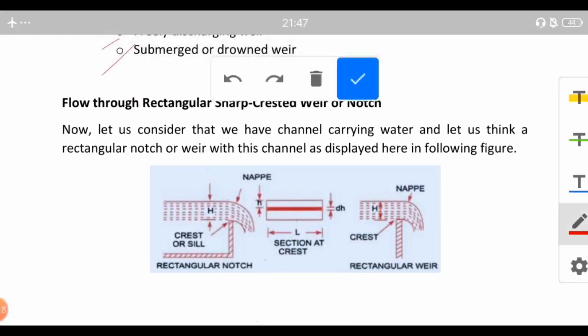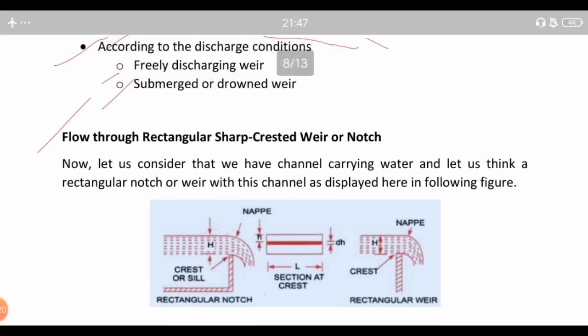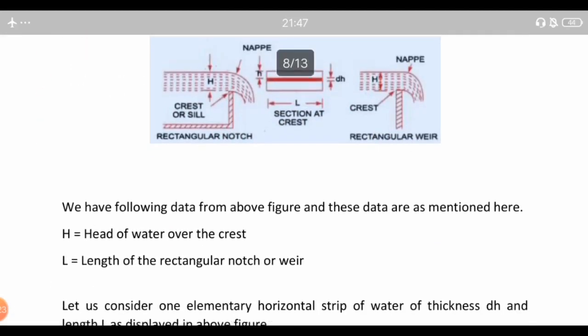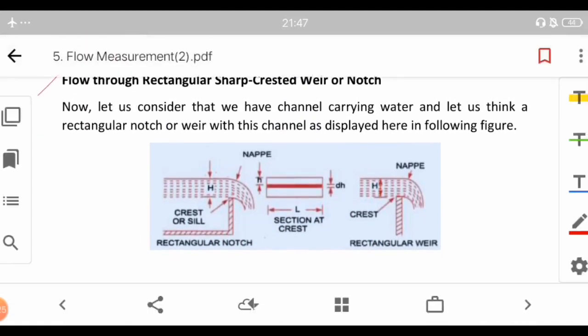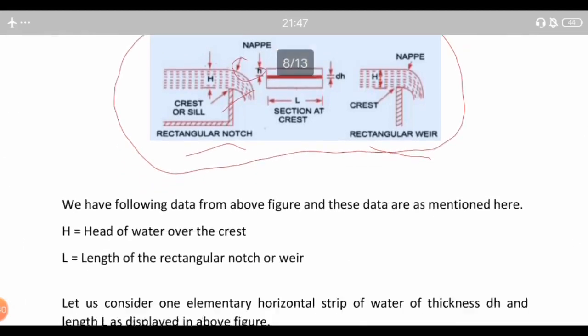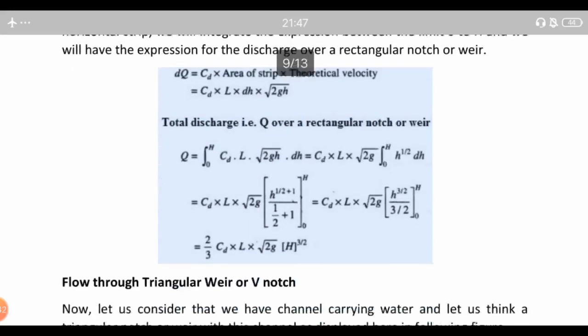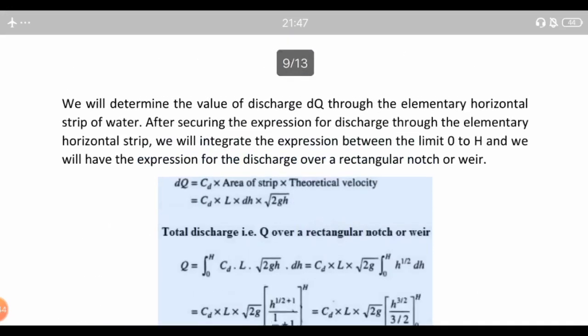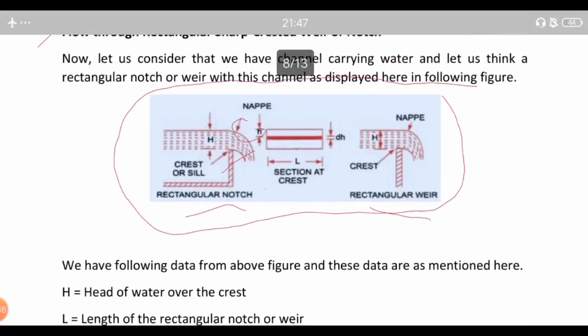Now, flow through a rectangular or sharp crested notch or weir. Here is the diagram of the notch. Just go through this diagram. You can see the crest or sill over here, and this is the nappe. Similarly, this is a rectangular notch and this is a rectangular weir. We will do the derivation for weirs and notches of different shapes.